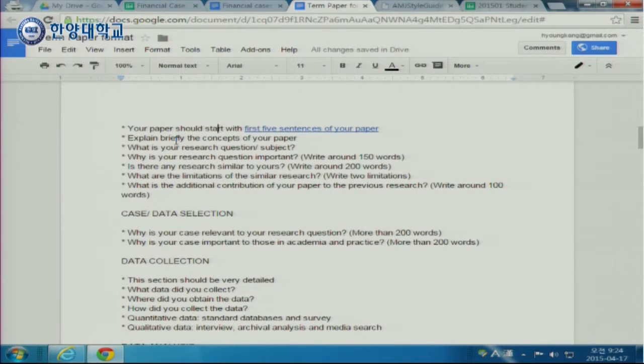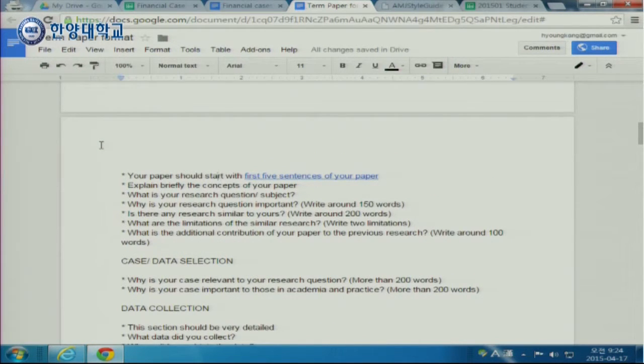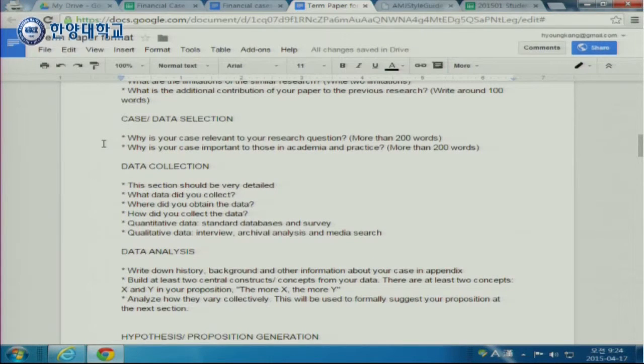Okay, since it is an inductive way of doing research, after the introduction, you have to explain your case or data selection. This section is actually very important. You have to explain why your case or data is relevant to your research question, in more than 200 words, and why your case or data is important to those in academia and practice. Okay?